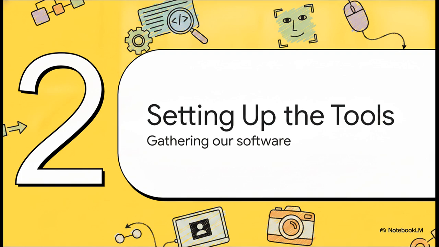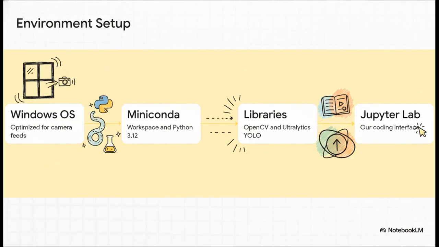Moving on to Section 2, setting up our tools. Believe it or not, for this specific workflow, Windows is actually the better operating system for handling live camera feeds with OpenCV. So our setup looks kind of like this. We use Miniconda to manage our workspace, run Python 3.12, and install OpenCV, which is just a powerhouse computer vision library, along with another library called Ultralytics. And finally, we bring it all together inside JupyterLab.